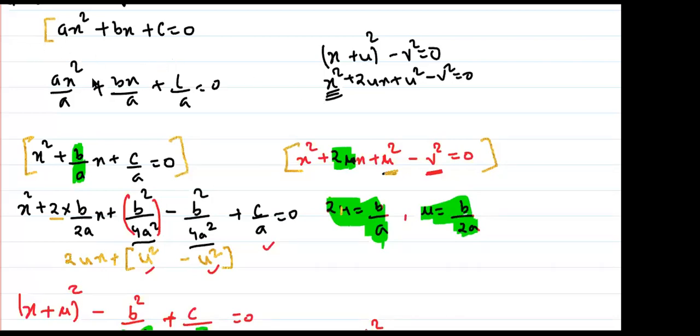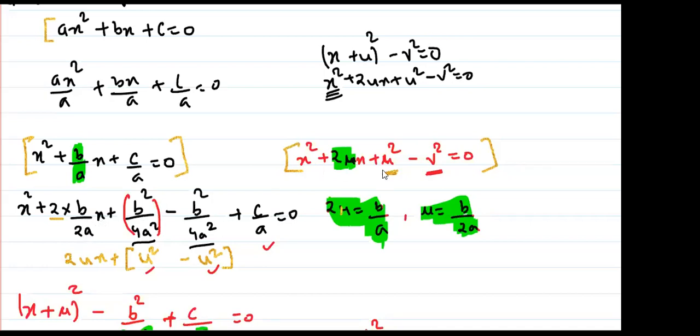So what we have to do, we have to divide every term by a. After dividing, we will get a quadratic equation which is something like this: x square plus b by a x plus c by a is equal to 0. Now, when we compare the second term, which is 2u, 2u is equal to b by a, which means u is equal to b by 2a. So I can try to modify the second term as 2 into b by 2a into x.